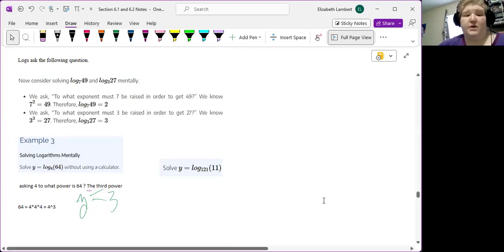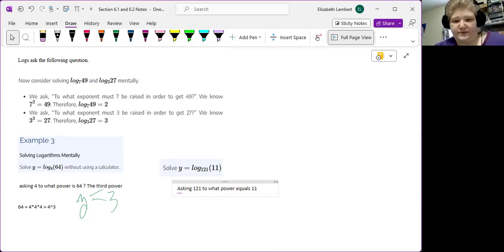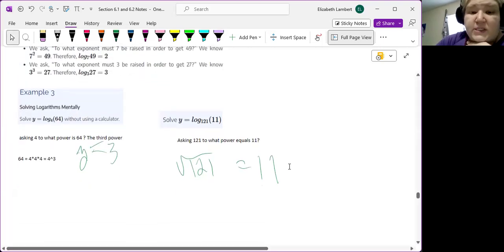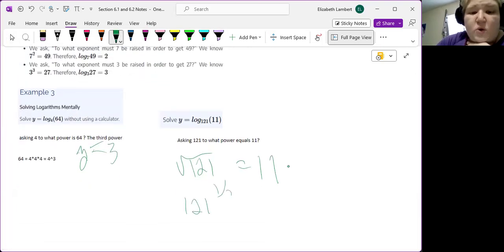Over here, this is asking, and don't think it has to be like, oh, the bigger number has to be inside the log, the smaller number has to be the base. It doesn't. This is asking 121 to what power equals 11? Well, I know that the square root of 121 is 11. And I know the square root is the same as the 1/2 power. So this means log base 121 of 11 equals 1/2.